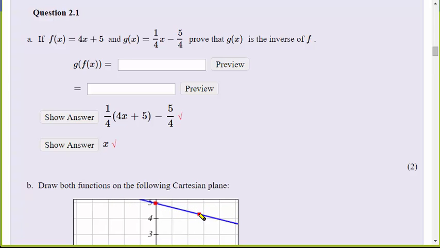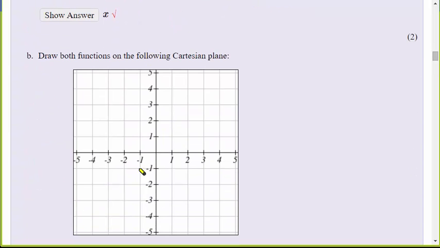Negative 1 is a good one. So negative 4 plus 5 is? 1. So in other words, I've got 2 points. I've got 0 and 5, and negative 1 and 1. So there's my first line. Let's draw the next one.